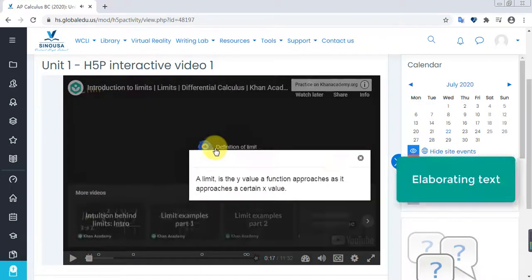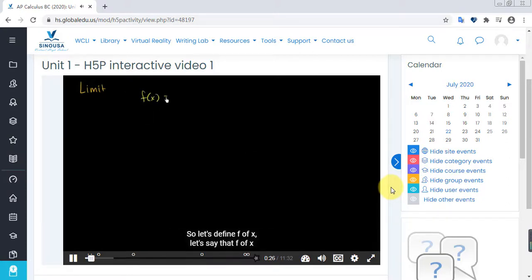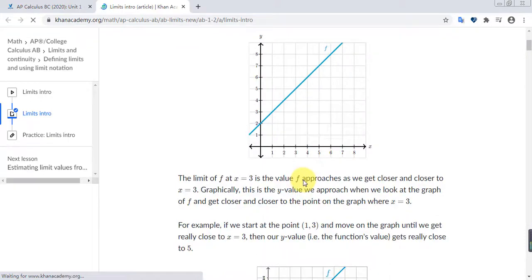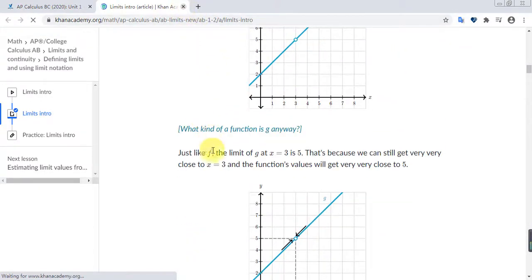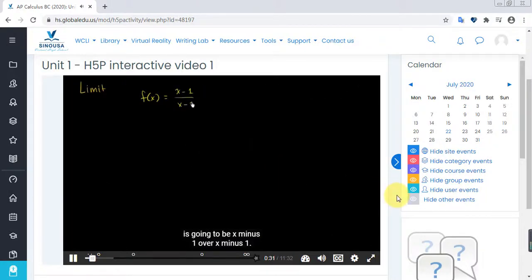So let me draw a function here. Actually, let me define a function here. A kind of a simple function. So let's define f of x. Let's say that f of x is going to be x minus 1 over x minus 1.